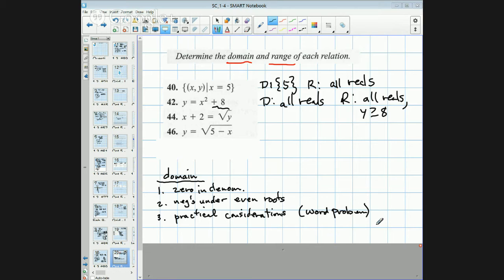Or the final part of the word problem says, how big should you make the picture frame? Does it make any sense if the width comes out to be a negative? No, absolutely not. And so that's what I mean by practical considerations. So again, here are the big 3 you always have to look out for in domain. Something that could cause the denominator to be 0. You can't have negatives under even roots. And in the case of a word problem, you just have to make sure your answer makes sense and it's practical.